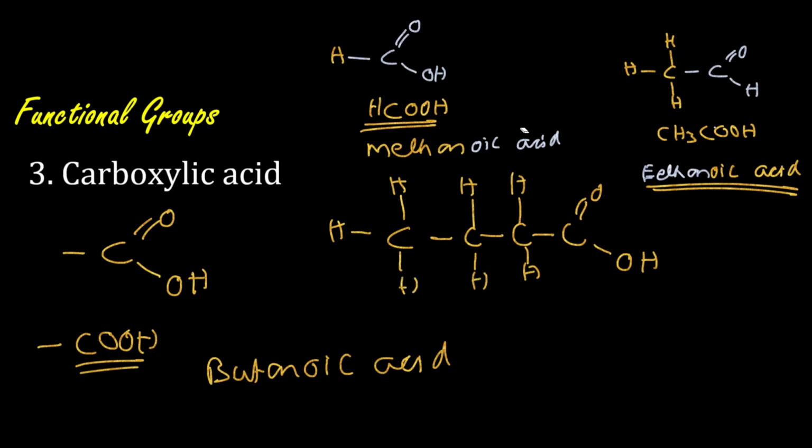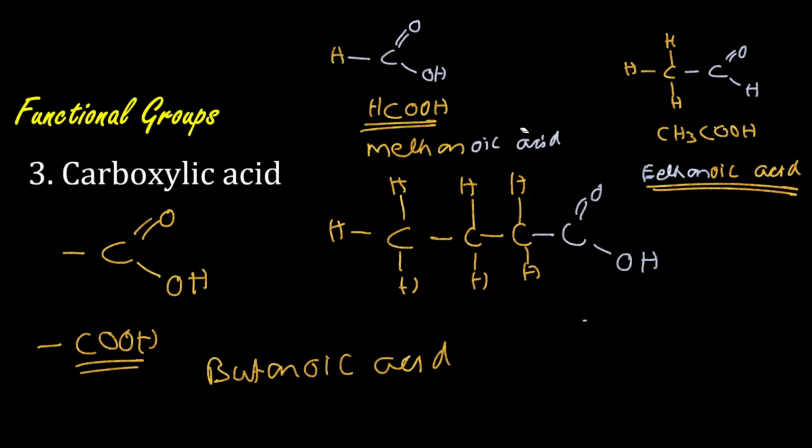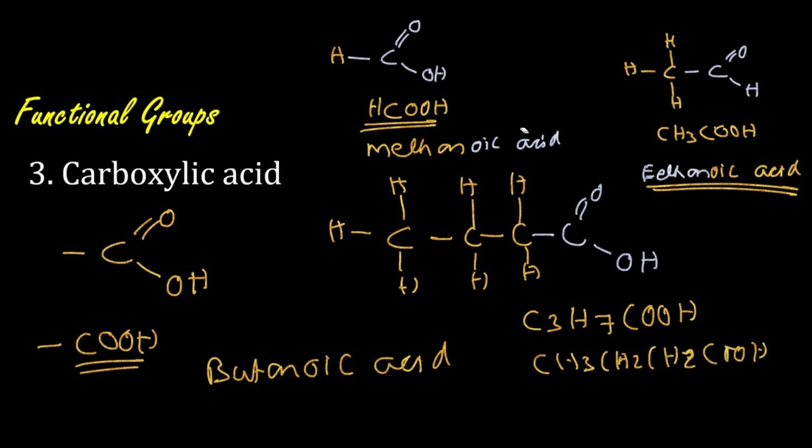When writing its molecular formula, as I said, this COOH should be written at the end. You may write the other compound together, so with three carbon atoms C3H7, seven hydrogen, and COOH, or you may split and write as CH3, CH2, CH2, but COOH will come together. That's how butanoic acid is formed.